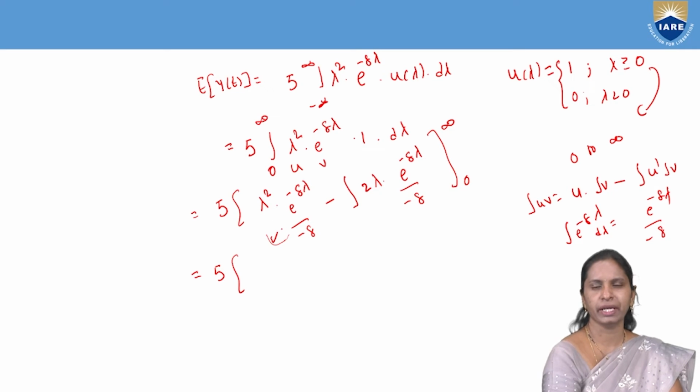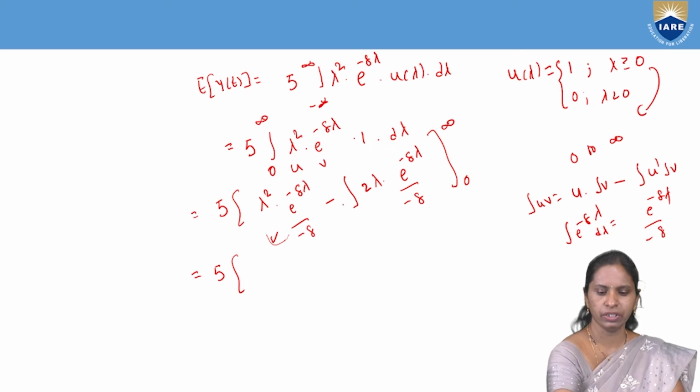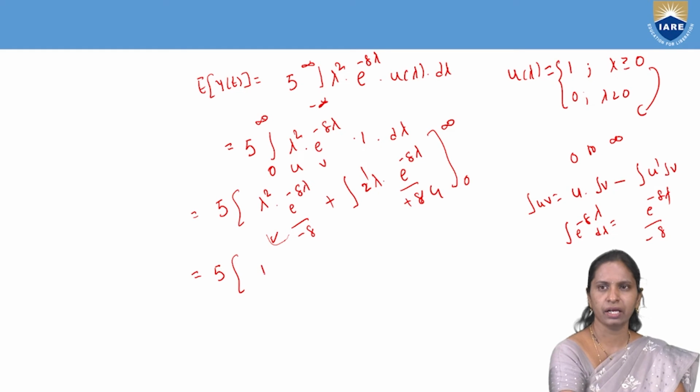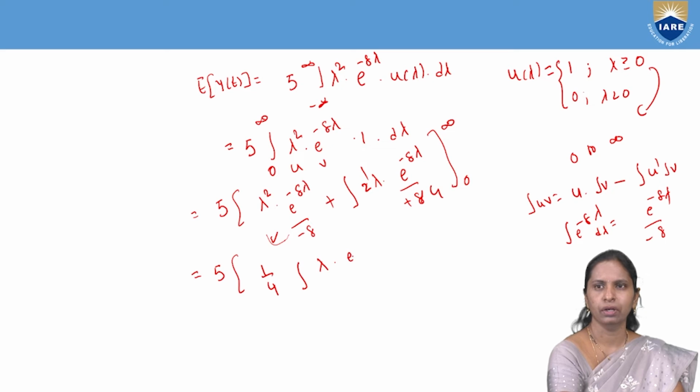Therefore, this term will vanish. Then what are you getting here? This minus will get cancelled. And here, you can write this equation as 1 by 4 integration of lambda into e power minus 8 lambda by e power minus 8 lambda. I brought this 4 to the outside, then into d lambda. And what are the limits here? 0 to infinity. So, that equals 5 by 4.